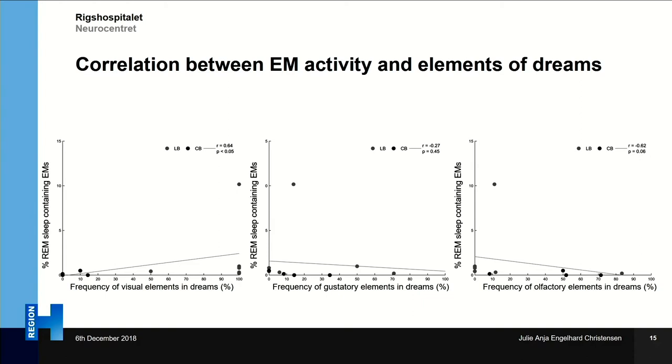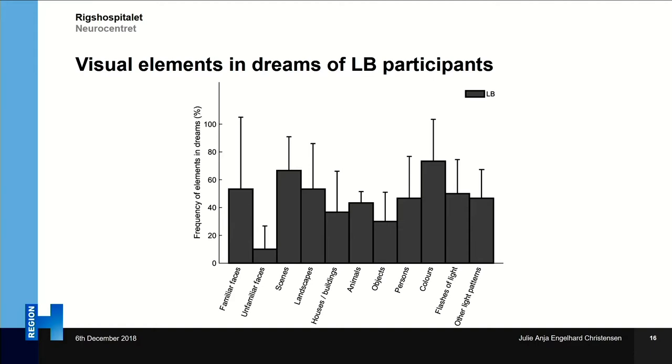As I said, we asked in more detail about the visual content of the late blind participants. These are the things that we asked about. I'm not too sure if you can read it, but familiar faces, unfamiliar faces, scenes, landscapes, houses or buildings, animals, objects, persons, colors, flashes of light and other light patterns. And all of these late blind participants have a lot of simple forms of visual elements, but they also report some complex ones.